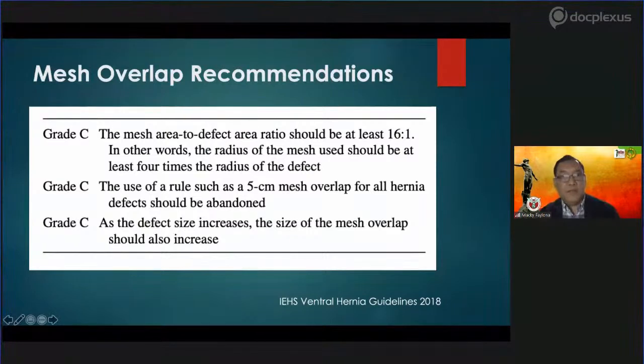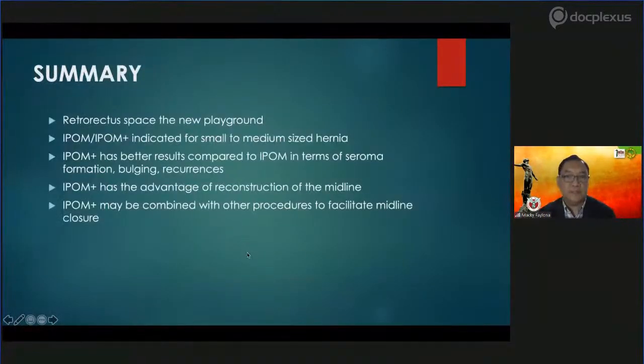Some words about mesh overlap. Gone are the days that we used the 5 centimeter rule regarding the overlap. What is recommended now is that you use the mesh area to defect area ratio, and this should be at least 16:1. In other words, the radius of the mesh used should be at least 4 times the radius of the defect. And as the defect size increases, of course, the size of the mesh overlap should also increase. So in summary, the retrorectus space is the new playground.